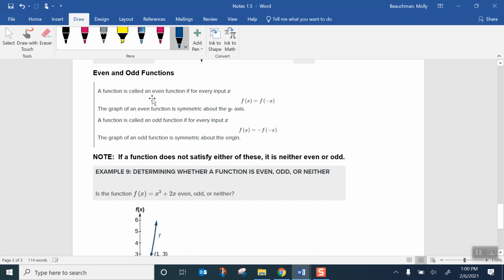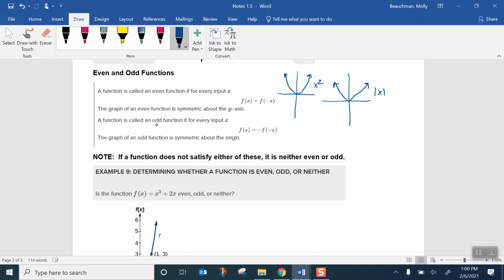A function is called even if for every input x, f of x equals f of negative x. It's symmetric about the y-axis. So graphs that are symmetric about the y-axis means that the y-axis is a reflection line or a symmetry line. So the graph of x squared is an even function. The graph of absolute value of x is an even function. The y-axis is a reflection line.